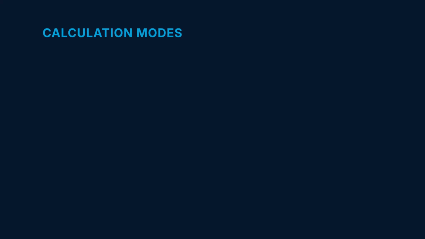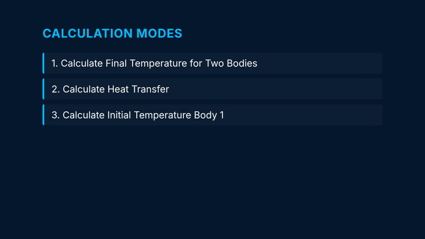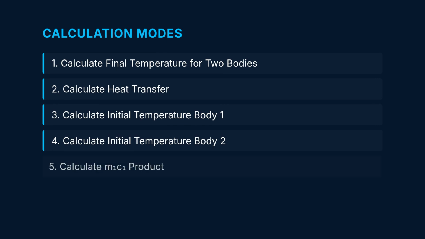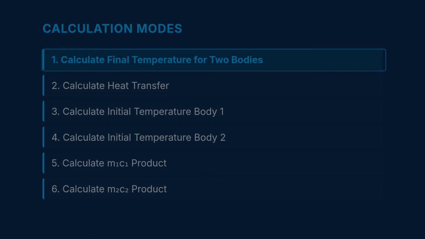Let's examine the inputs. First, you'll select your calculation mode from the drop-down menu. The options are calculate final temperature for two bodies, calculate heat transfer, calculate initial temperature body 1, calculate initial temperature body 2, calculate M1C1 product, or calculate M2C2 product. For our demonstration, we'll select calculate final temperature two bodies.